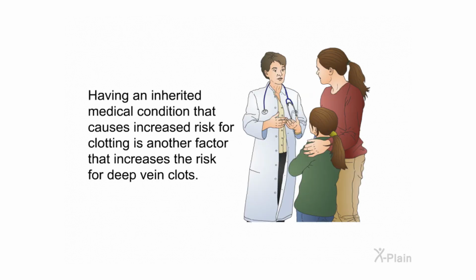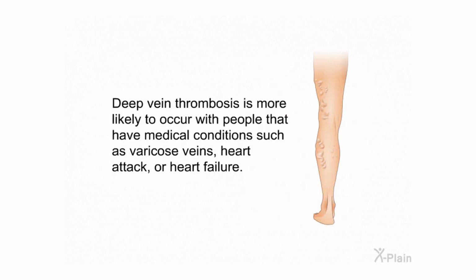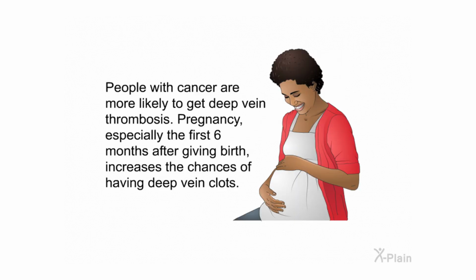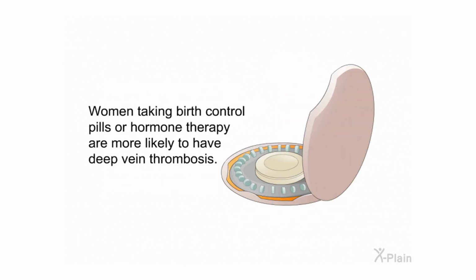Having an inherited medical condition that causes increased risk for clotting is another factor that increases the risk for deep vein clots. Deep vein thrombosis is more likely to occur with people that have medical conditions, such as varicose veins, heart attack, or heart failure. People with cancer are more likely to get deep vein thrombosis. Pregnancy, especially the first 6 months after giving birth, increases the chances of having deep vein clots. Women taking birth control pills or hormone therapy are more likely to have deep vein thrombosis.